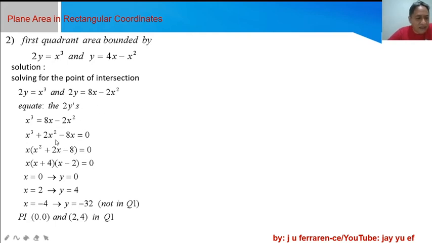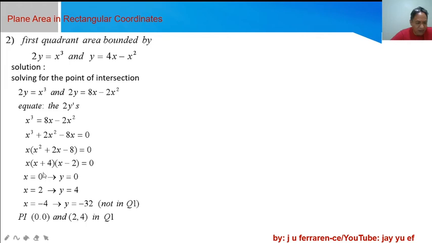This is a polynomial equation with a degree of 3. I can arrange them in descending manner: x cubed plus 2x squared minus 8x equal to 0. So, I can remove x by factoring. So, I have x squared plus 2x minus 8. Okay, and I can factor out my x. So, the other expression, if factored out, I obtain this one as factors.